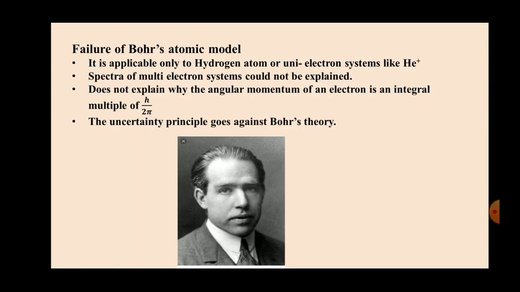Then the spectrum of multi-electron systems could not be explained. The word spectrum I will explain in the next video. He explained the spectrum of only the hydrogen atom or hydrogen-like atoms. Hydrogen-like atom means an atom which contains 1 electron. It does not explain why the angular momentum of electron is an integral multiple. This I already told. Then the last one is that the uncertainty principle goes against Bohr's theory. This I will explain in a later class. What is the meaning of uncertainty principle? Who explained this? All this information I will give in my next video.